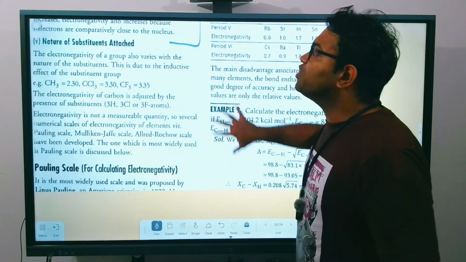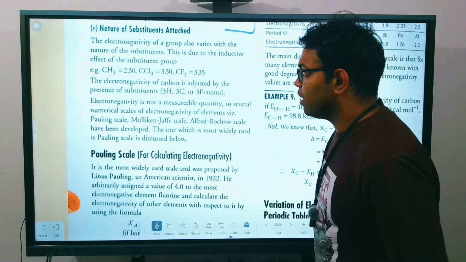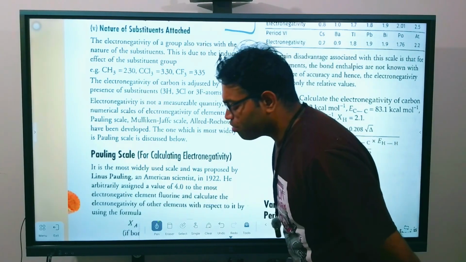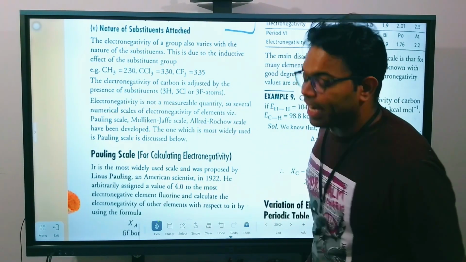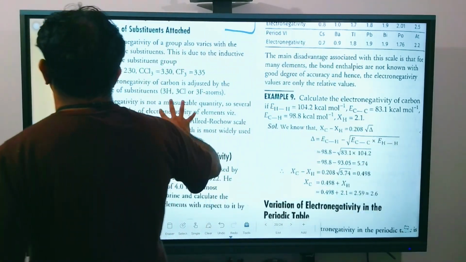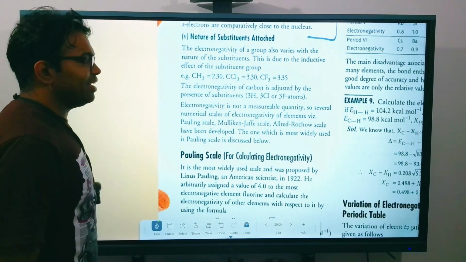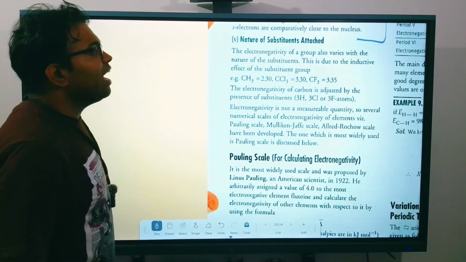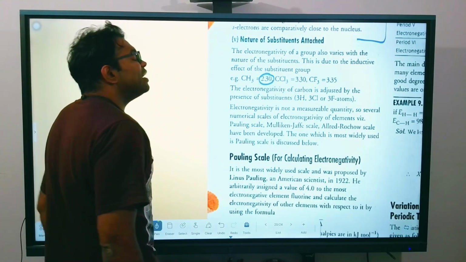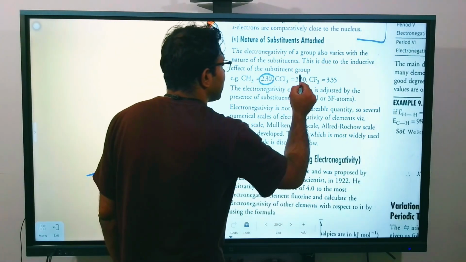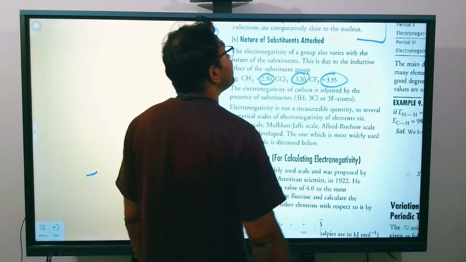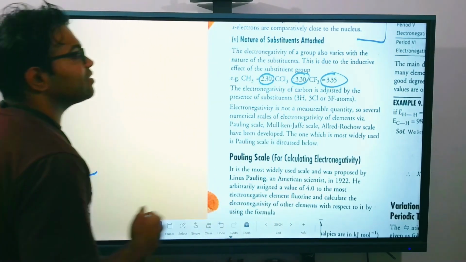Okay. Nature of substituent attached. The electronegativity of a group also varies with the nature of the substituents attached. This is due to the inductive effect of the substituent group. So, CH3, CCl3, and CF3. CH3 has an electronegativity of 2.3. CCl3 has an effective electronegativity of 3.3. CF3 has an effective electronegativity of 3.35. I'll explain to you why this is happening.